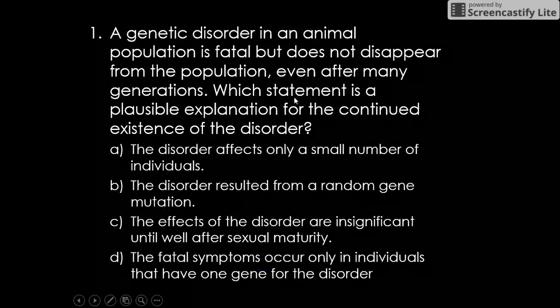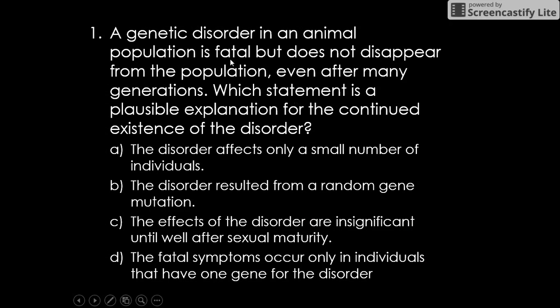All right, so for example, a genetic disorder in an animal population is fatal. What fatal means is deadly. But it does not disappear from the population, even after many generations. Which statement is a possible explanation for the continued existence of the disorder? So A, the disorder affects only a small number of people. That wouldn't explain why it stays in the population. B, the disorder resulted from a random gene mutation.